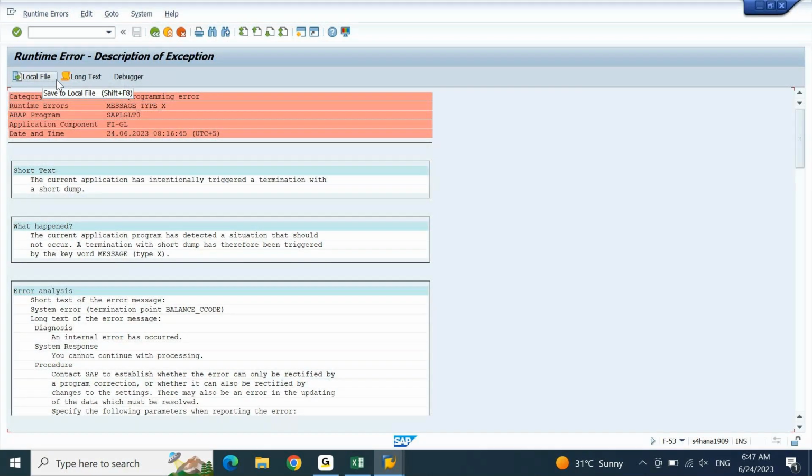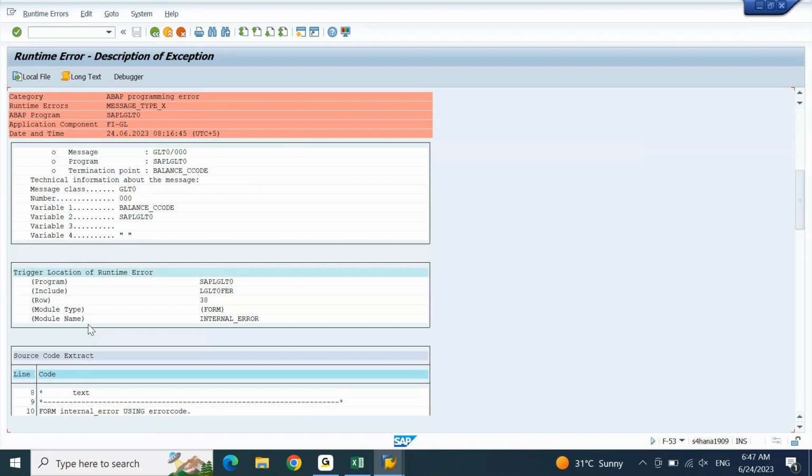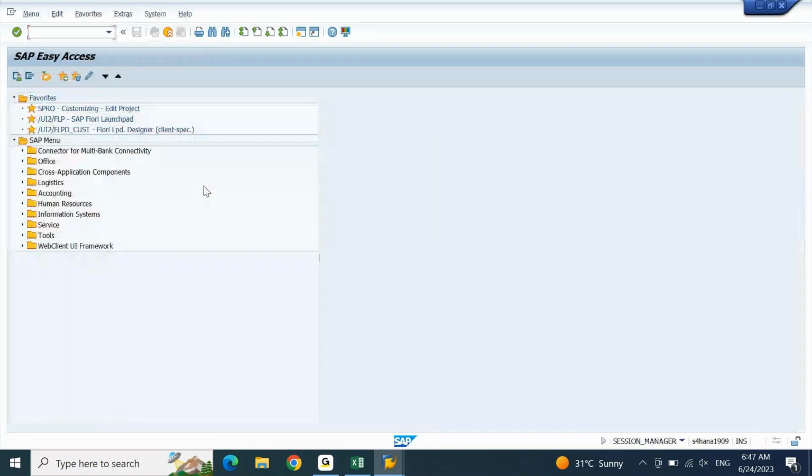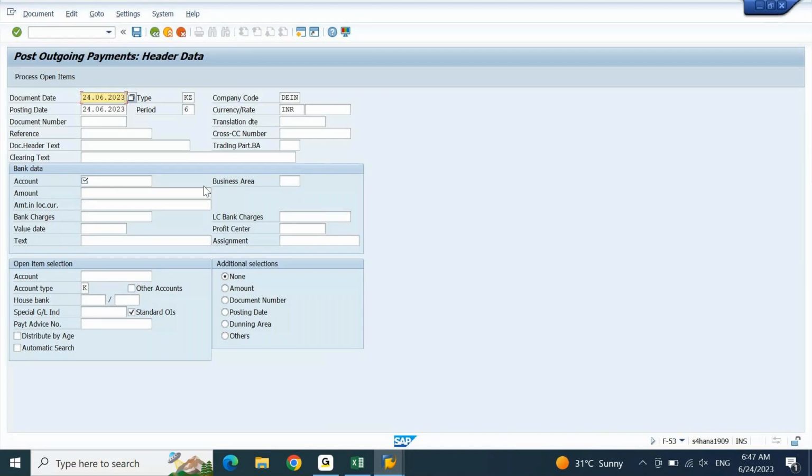We are getting the dump here. So it is telling short text. Same error you are getting, GLT0/000. Balance code. It is unable to detect profit center or something is happening with the residue amount, the balance amount of 40,000. Let me do it once again, F-53. This time I'll do it by assigning profit center to the bank account.